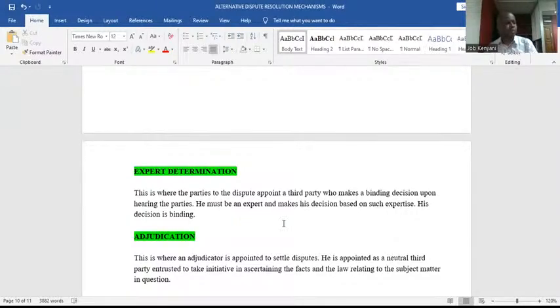Or maybe you go to the most senior member of the family. You will go to the most senior member of the family. Then the most senior member of the family basically gives directions as to how the matter will actually be resolved.